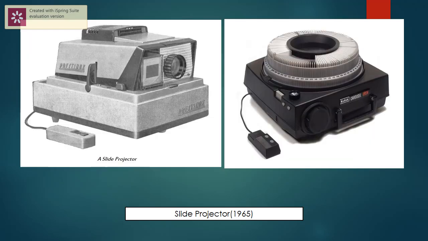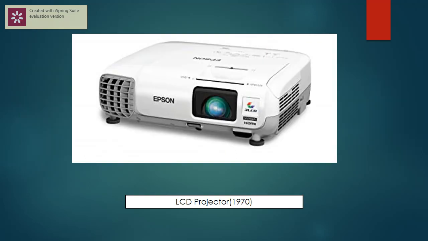Third is the slide projectors. One of the earliest projectors to become popular during this era were the slide projectors. These projectors were used to project transparent photographic slides on the screen. Next is the LCD projectors. The introduction of the LCD technology enabled the creation of the LCD projectors. While liquid crystals were discovered several decades ago, displays made from them became available commercially only in the 1960s and 1970s.